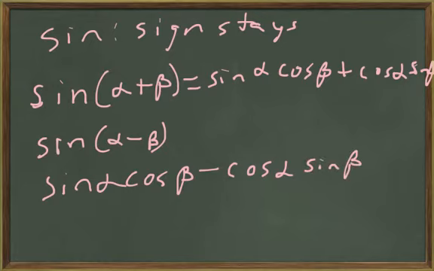Okay, and let's say that we have sine of 7 pi over 12.